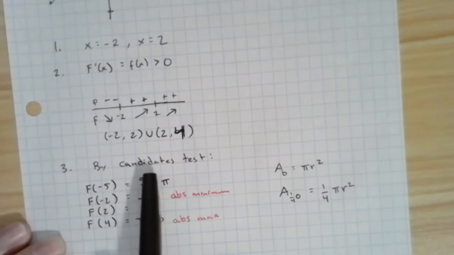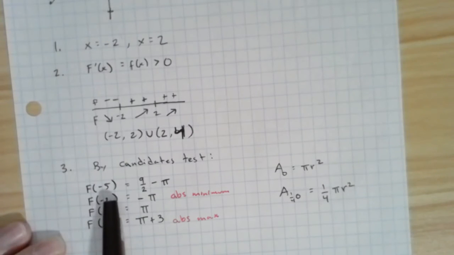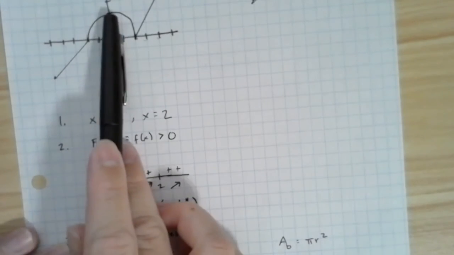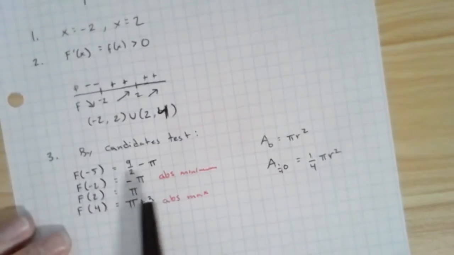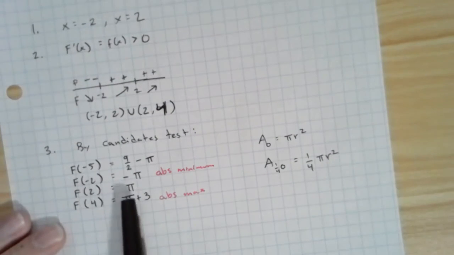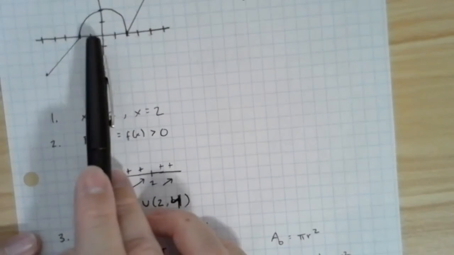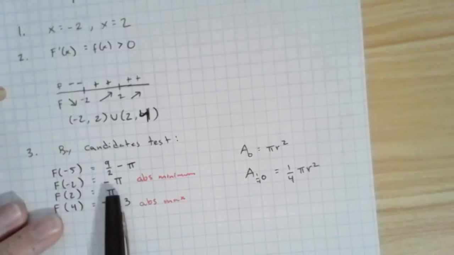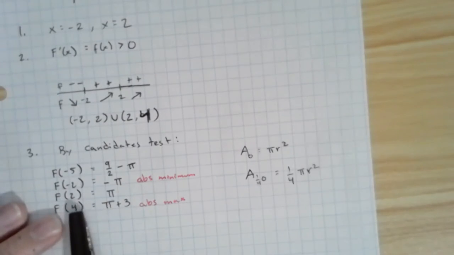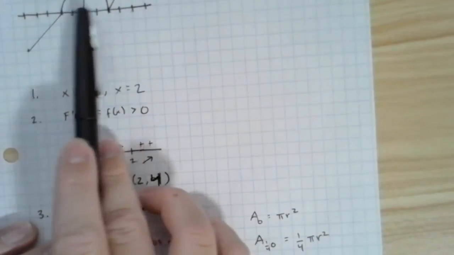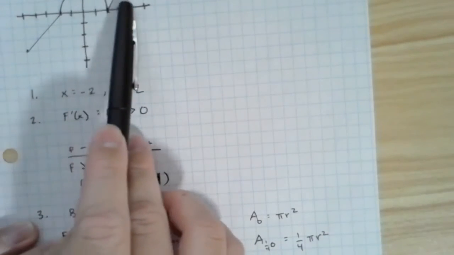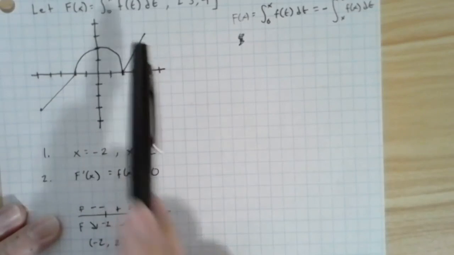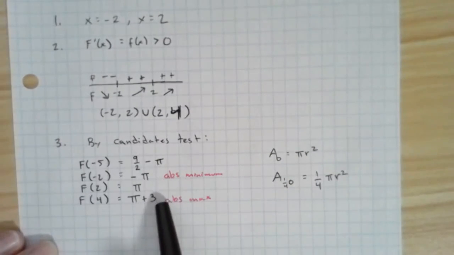So that's this one here. F of negative 2 is the area from 0 to negative 2. That's just this quarter of the circle, and we found that to be negative pi. And then F of 2, that's the area from 0 to 2. That's this quarter circle here. We know that would be positive pi then. And then the area for F of 4, that would be from 0 to 4. That's pi plus the area of this triangle here. Base 2, height 3, times 1/2. You're going to get 3.